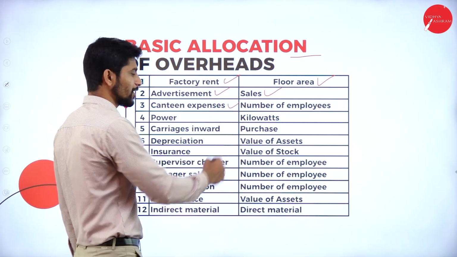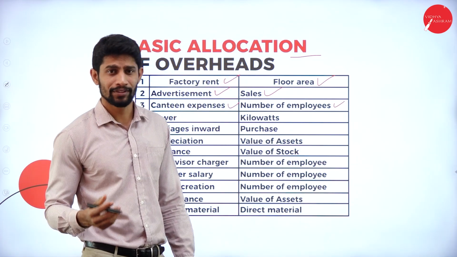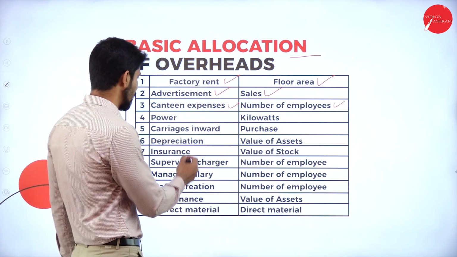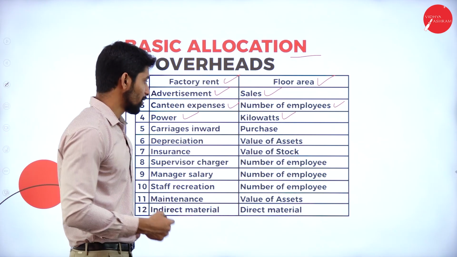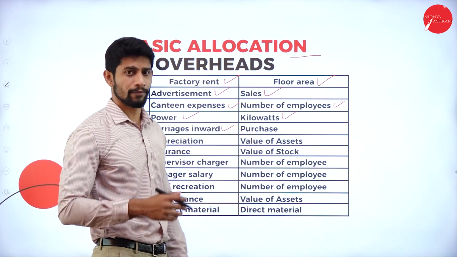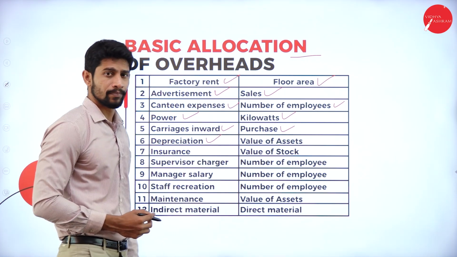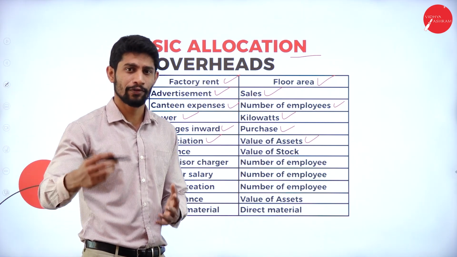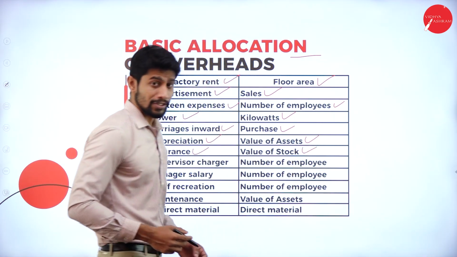Next one, canteen expenses, based upon number of employees. If the number of employees is 10 and the canteen expenditure is 1000 rupees, then 100 rupees each, like that. Next, power will be allocated based upon kilowatts. Next, carriage inward, whatever amount you are paying for transportation cost, that is based on purchase. Next, depreciation is based on value of assets, value of machinery, value of furniture, value of laptop. Insurance is based on value of stock.